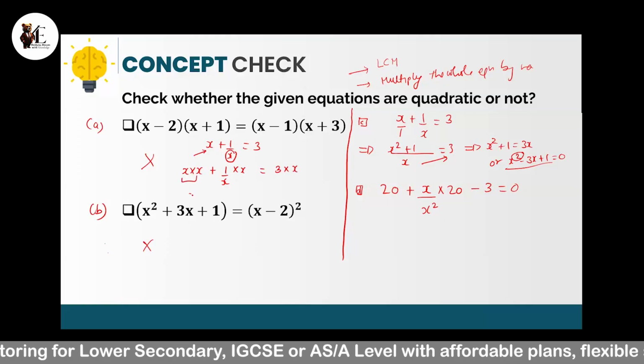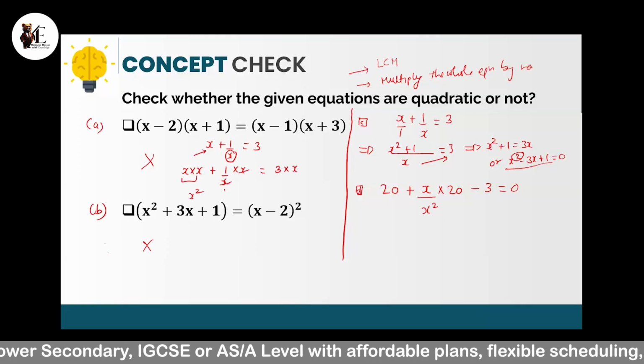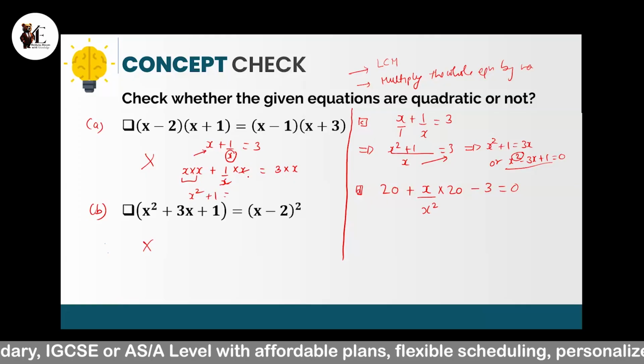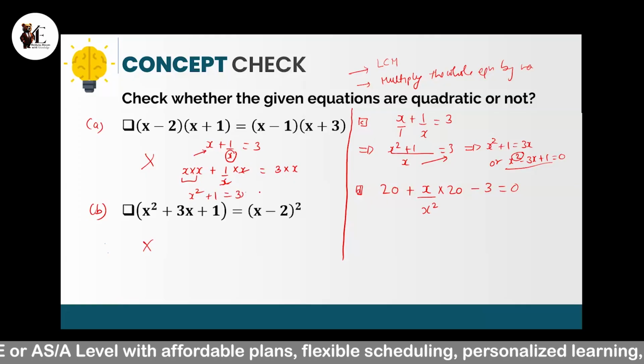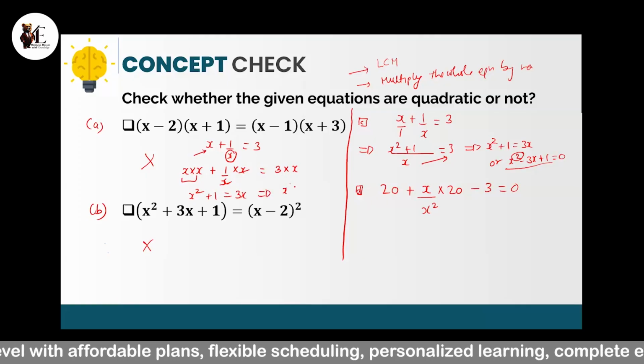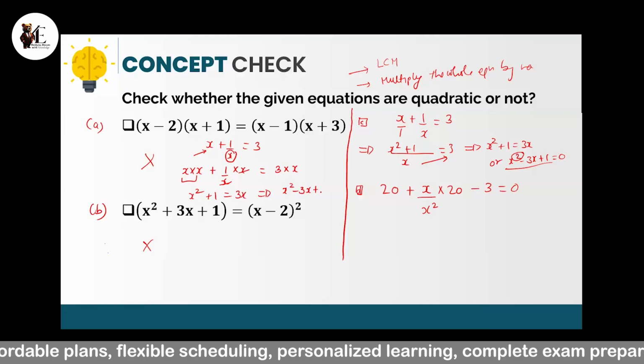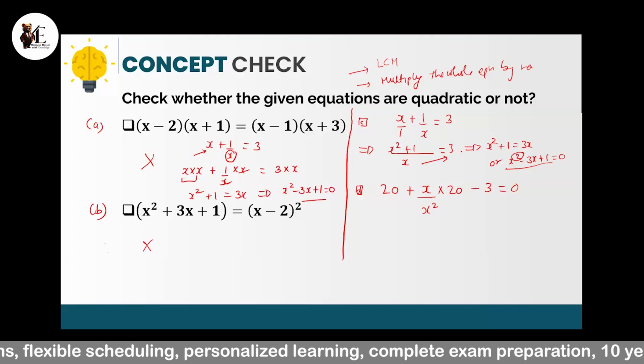So x into x, that is x square, x and x will be cancelled out, so plus 1, and 3 into x, that is 3x. So when you transpose 3x on the other side, you will get x square minus 3x plus 1 is equals to 0.